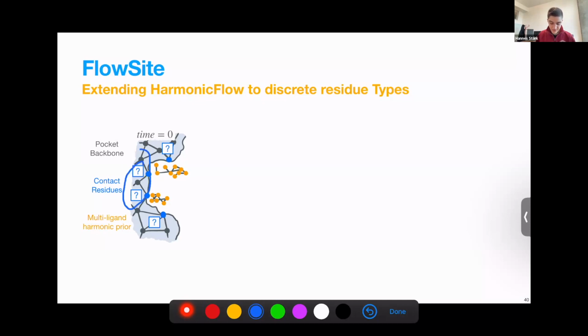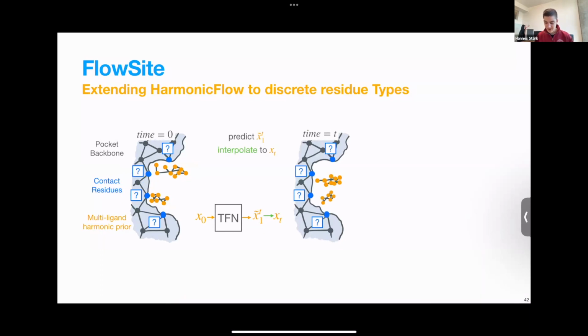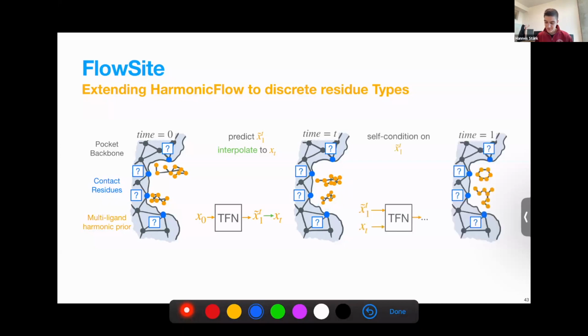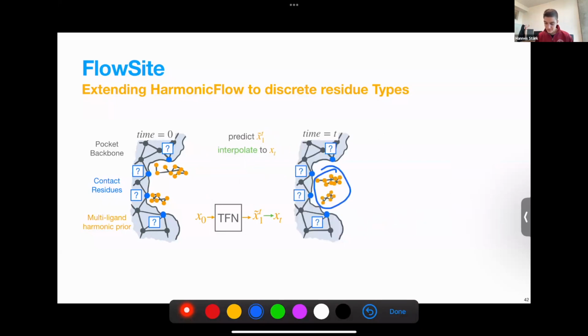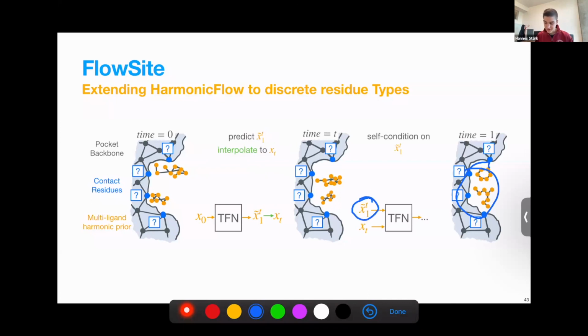right? So we have in blue our contact residues, of which we want to predict the identities, and we have our harmonic prior multi-ligand initialization, so our initial structure for the ligand. And then in our structure generation, right, we used our neural network, our vector field, to predict X1, and then we interpolated using our X0 to get this XT. And then we end up with this XT over here, right? And then we do this again and again and again until we end up with our final structure. And I should also mention this self-conditioning, right? We also had our X1 prediction from the previous step always as input to our tensor field network. So that's the self-conditioning thing.